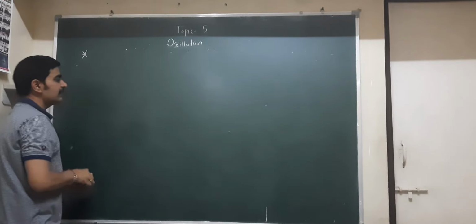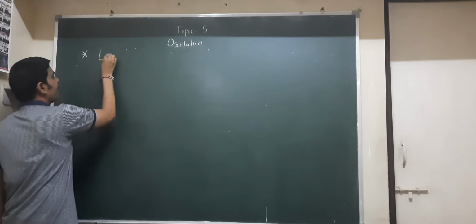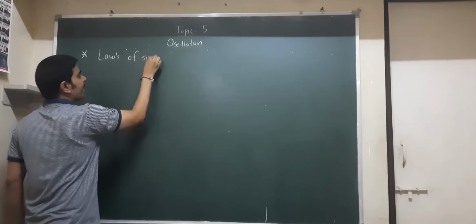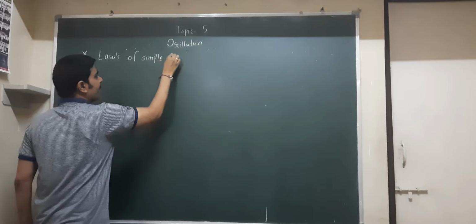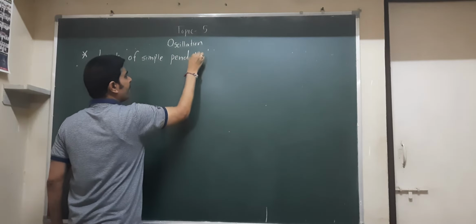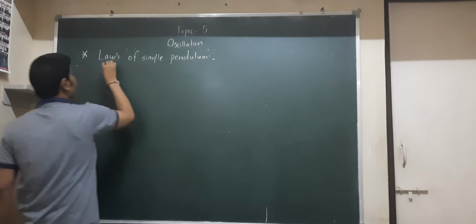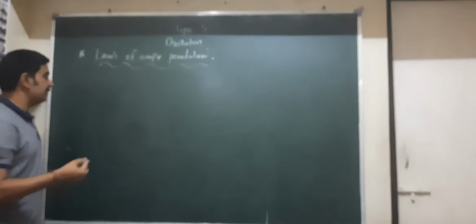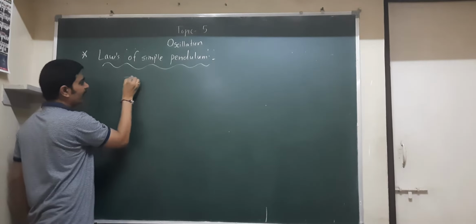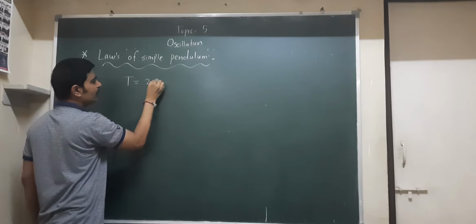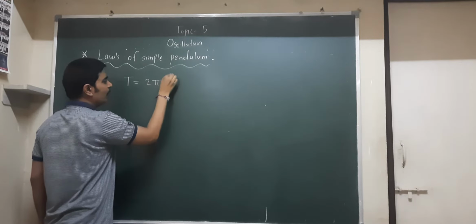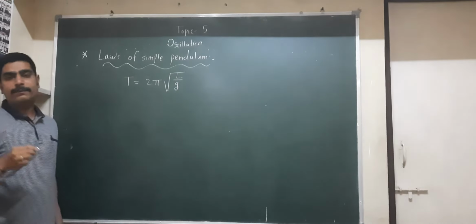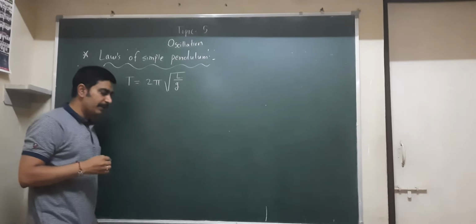Laws of simple pendulum. Friends, the total laws we can remember with the help of the formula T is equal to 2 pi under root L upon g. This is the formula for the period of simple pendulum.